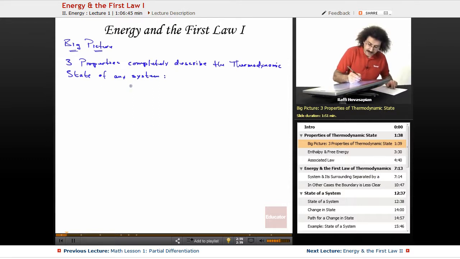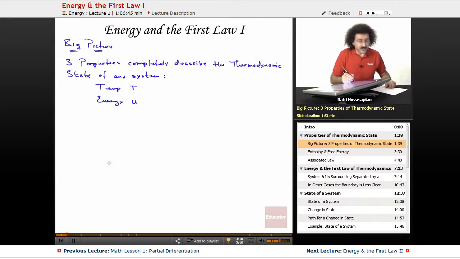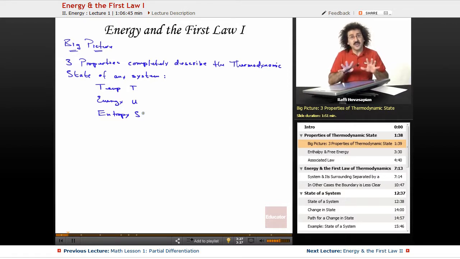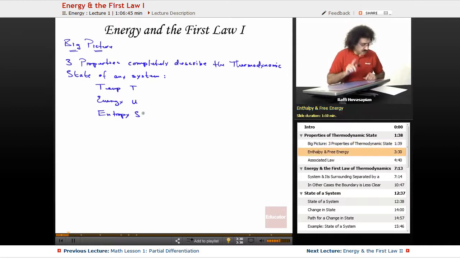They are the temperature, T, the energy, we'll use the variable U for energy, and the entropy. Now, you've heard these terms before. Entropy, we're going to use S. If you know the temperature of the system, if you know how much energy the system contains, and if you know the entropy of the system, these three are all you need for a complete thermodynamic description.